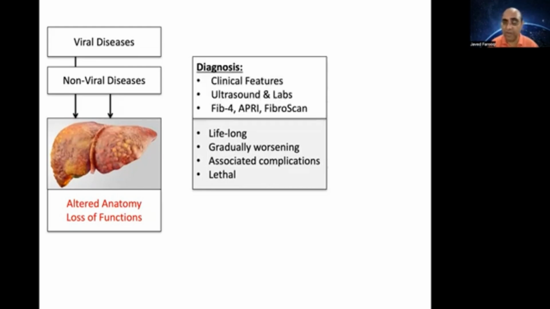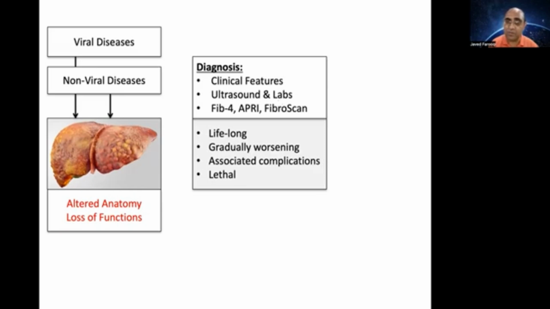How to diagnose? We all know the clinical features. When a patient has developed clinical features like ascites, like spider nevi, like palmar erythema, and others, it's very easy to diagnose that my patient has got liver cirrhosis. In the absence of the clinical features, then the ultrasound and labs can help us to diagnose that the patient has got liver cirrhosis.